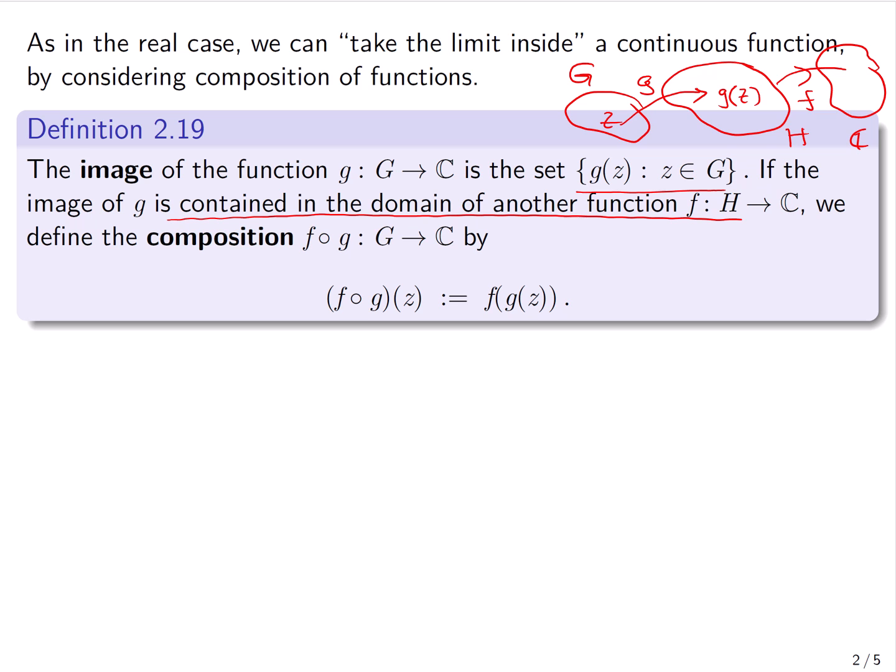If that is the case, then we define what we call the composition of the two functions. We write this as f circle g. The circle here means "of", so f of g, that's how we normally call it. We define this as (f∘g)(z) equals f(g(z)). So you put the g inside the f function. That's how we define the composition.